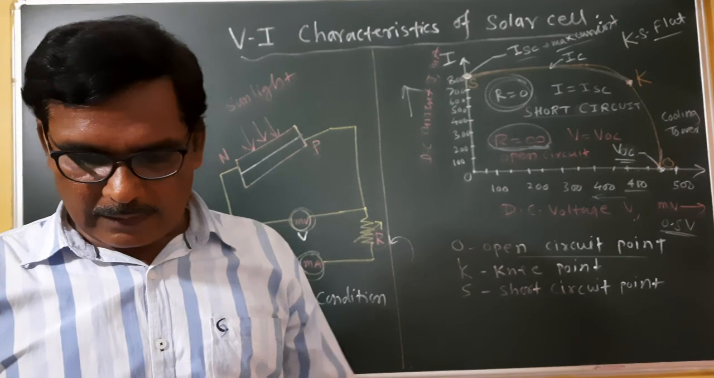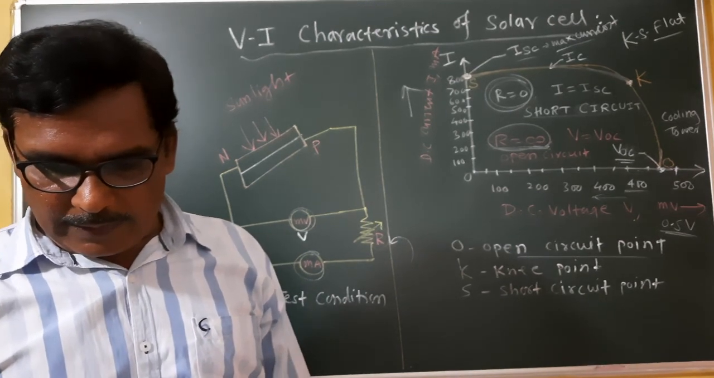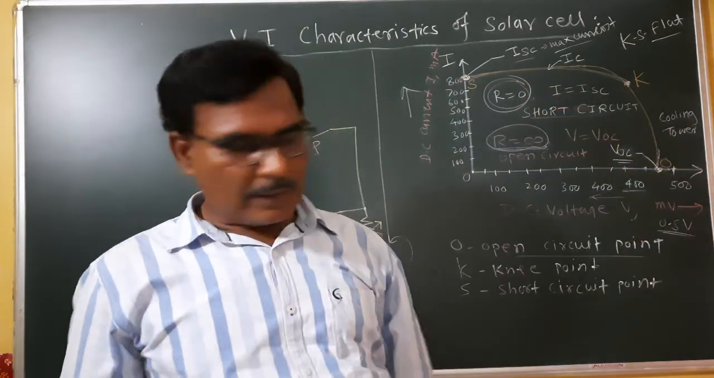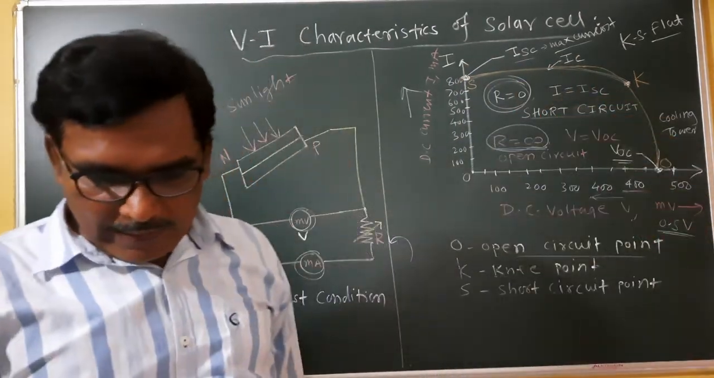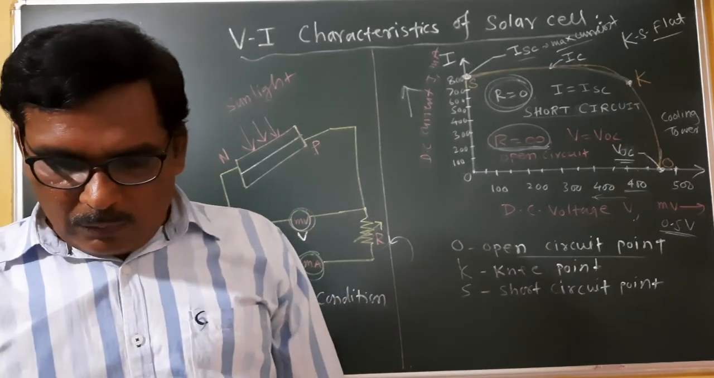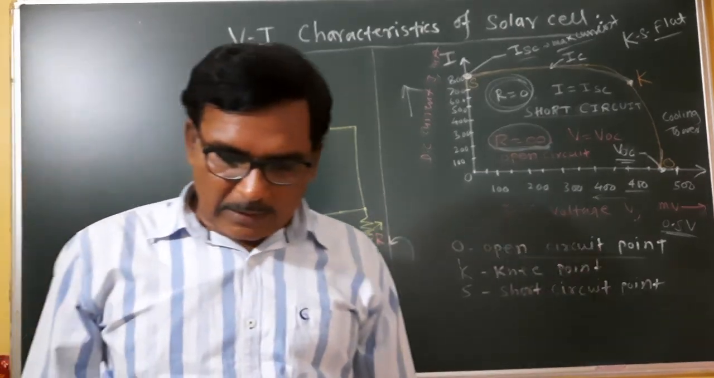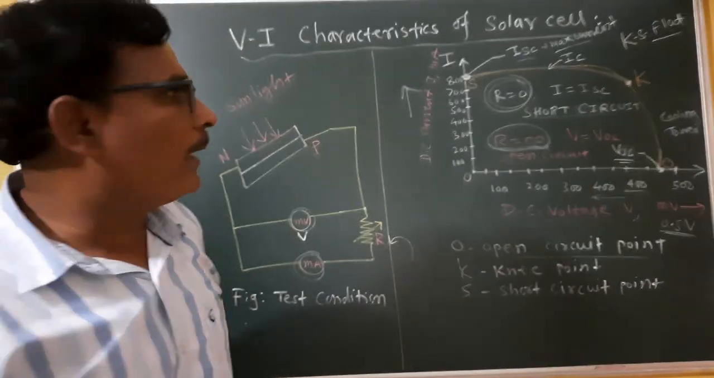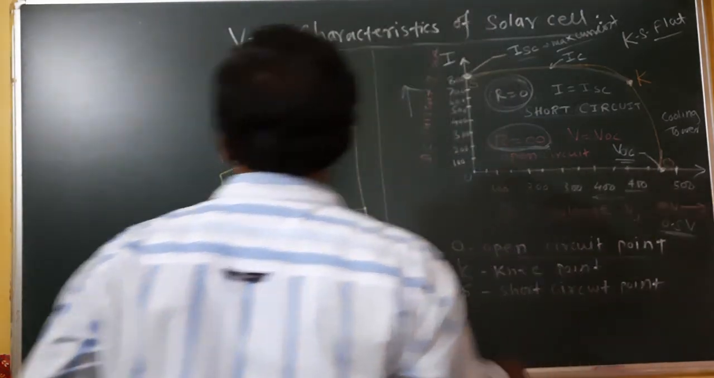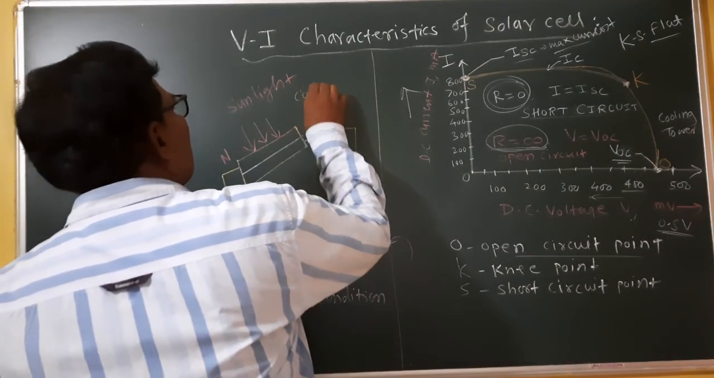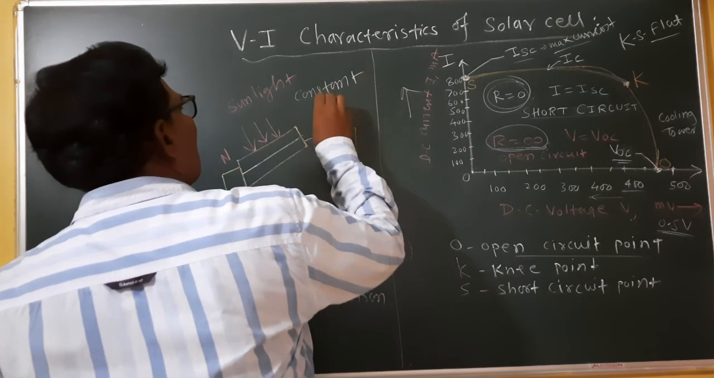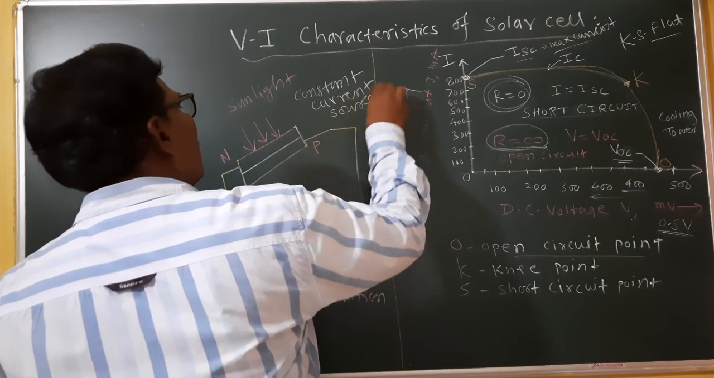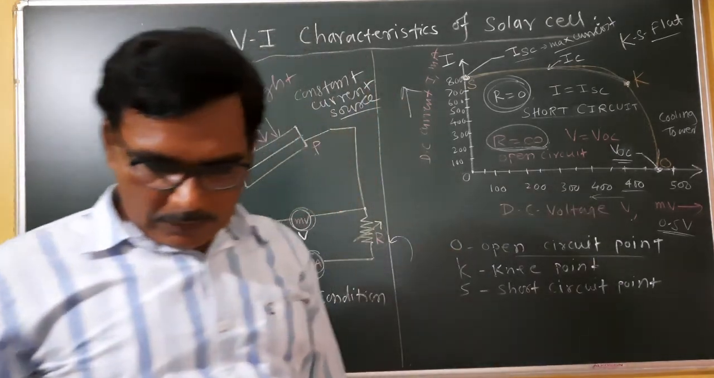The curve is almost flat between the knee point and the short circuit. Here, at the short circuit point, it is flat. Then the solar cell is also called a constant current source, with the current output nearly equal to the short circuit current. Solar cell is also called what? Constant current source.